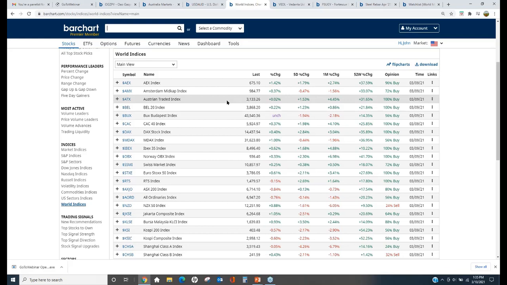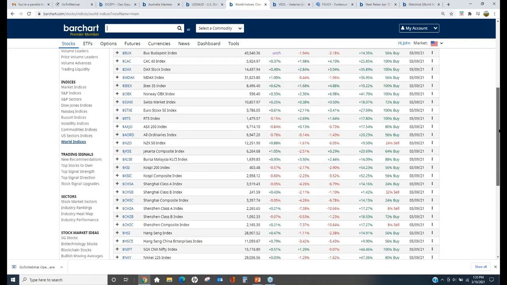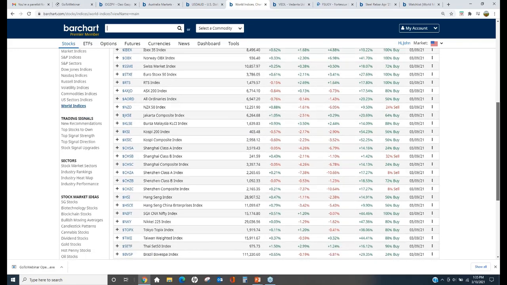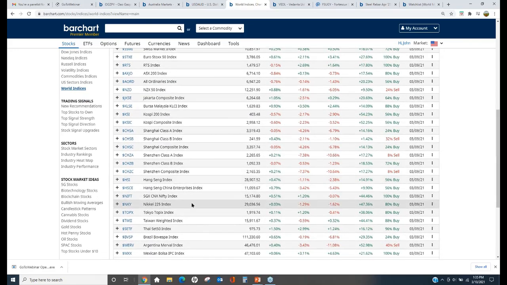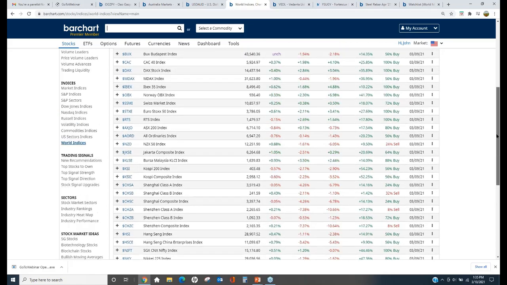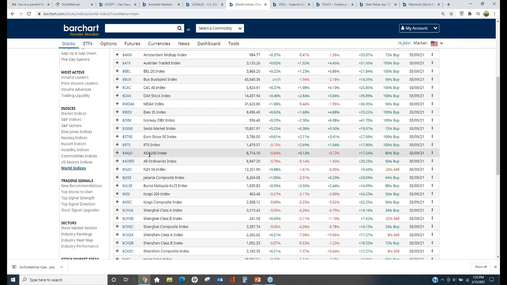Amsterdam, Austrian, Belgium, French, German, Norway, Swiss, Euro, all the way down the list, right? Shanghai, Chinese indexes, Hong Kong, right? Tokyo, right? Japan, right? So remember we talked about Australian dollar, right? So here is the Australian index.